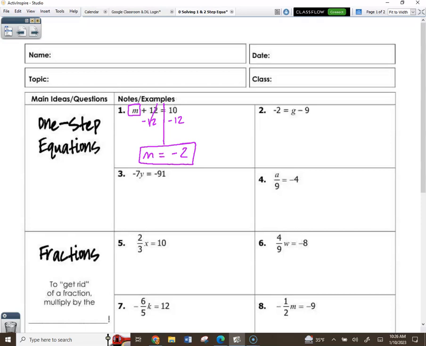Kind of, like I said, it's a review, a refresher, easing back into it. You do number 2.